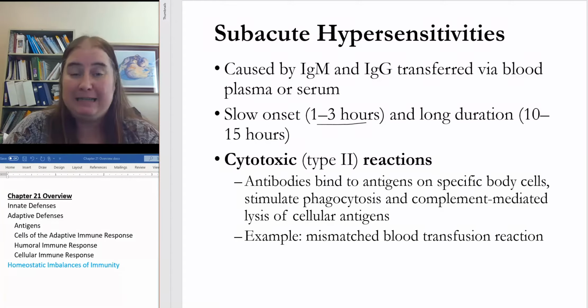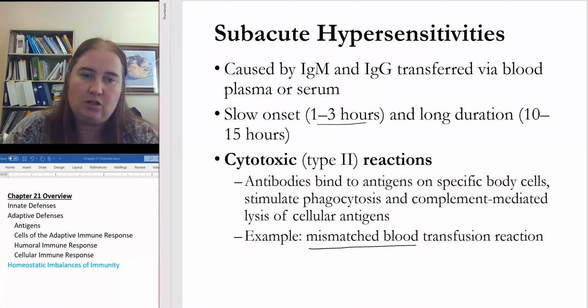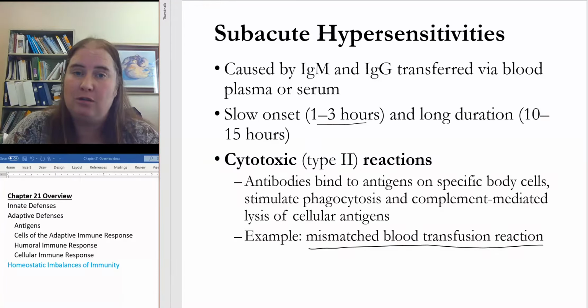An example of a subacute hypersensitivity is what we call cytotoxic type 2 reactions. Okay? And we've talked about a transfusion reaction, but essentially when you give someone a mismatched blood transfusion, a cytotoxic type 2 reaction or type 2 hypersensitivity is what you see in those patients. Essentially, the antibodies will bind to the antigen. Okay, that's foreign. Stimulate phagocytosis and complement-mediated lysis of that cellular antigen.